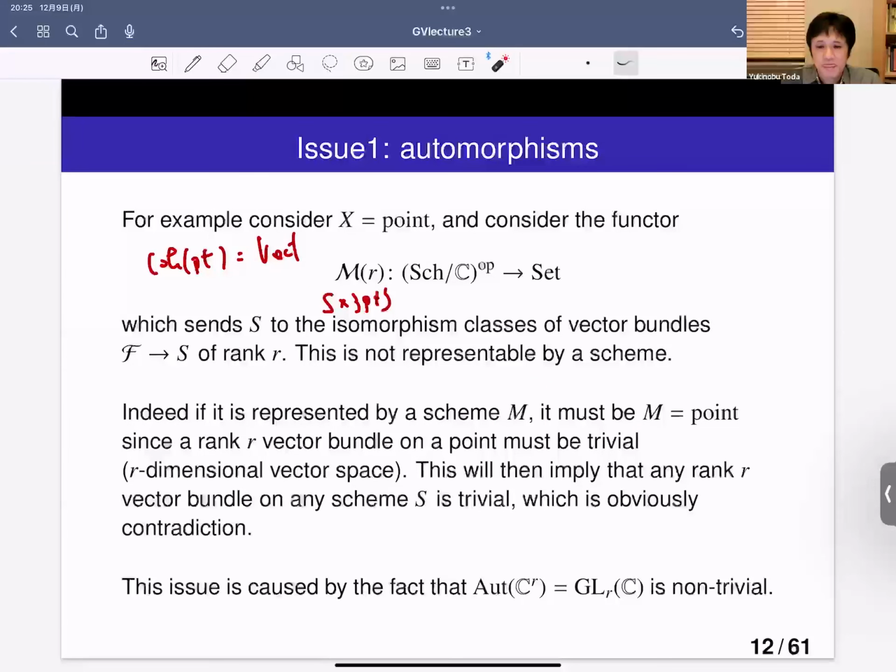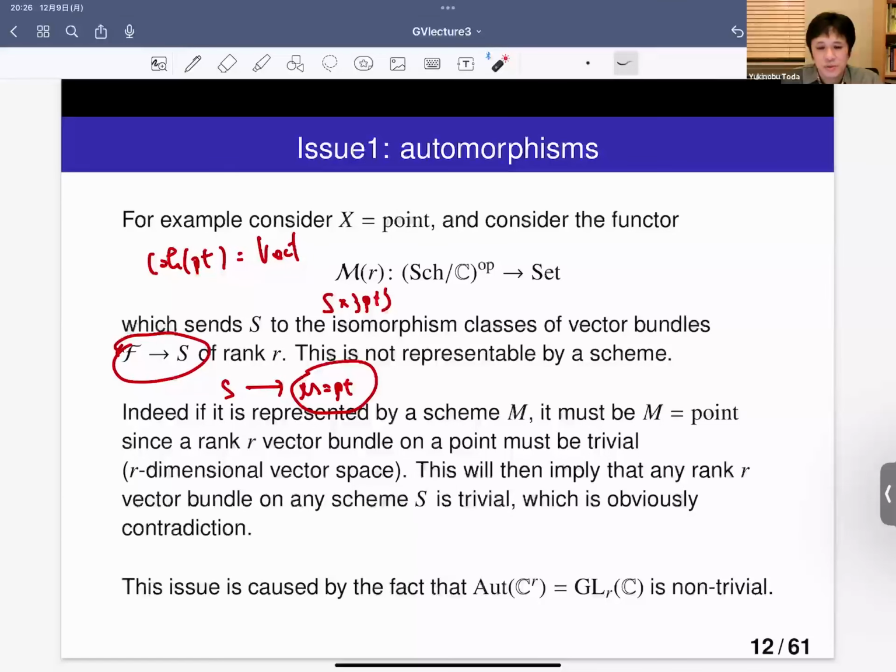However, this means that if this moduli functor is representable by a point, then for each such vector bundle over S, there would be a map from S to the point M, such that the vector bundle must be a pullback from the family over M. So this means that every such vector bundle over S must be trivial. But of course, this is not true. Depending on the global geometry of S, there might be some non-trivial vector bundle.